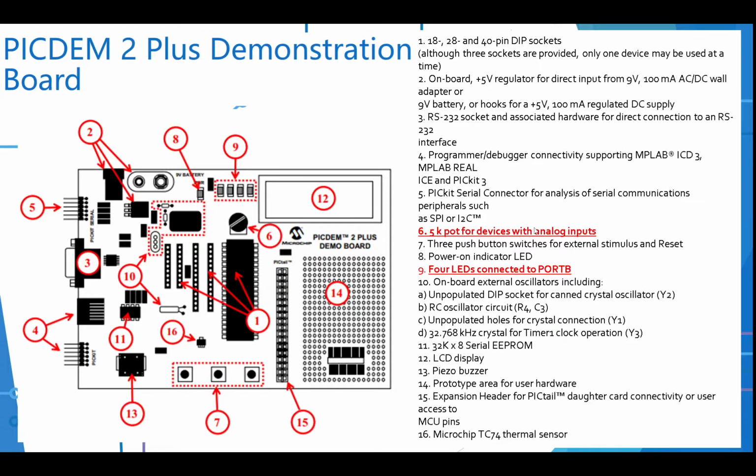So what am I using? I'm using an old PICDEM Plus board. It's got many different features, and what we're going to be using is number 6, which is a 5K pot for devices with analog inputs. That is connected into the microcontroller, and we have 4 LEDs connected on port B. So that's number 6 and number 9.